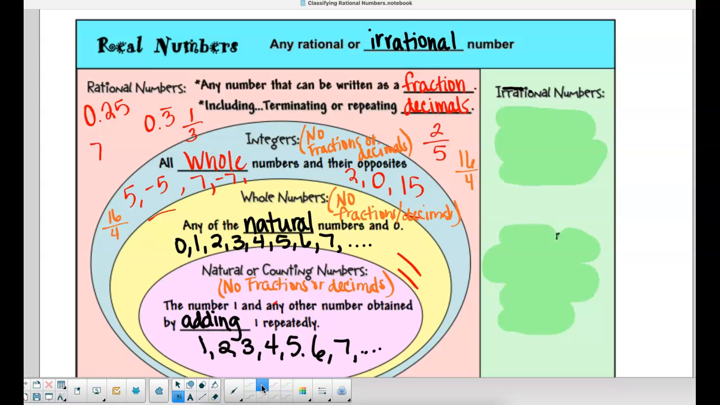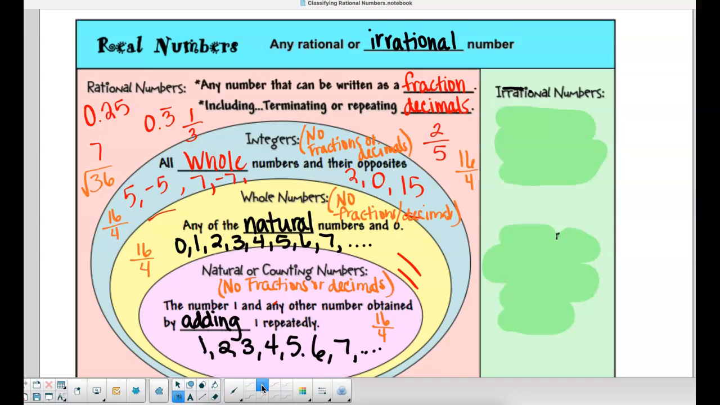Is 16 over 4 a whole number? Yeah, it's just 4, right? Is 16 over 4 a natural number? Yes, because it's just 4, right? So if you can simplify it to be those, then it can go there. Okay, how about the square root of 36? That's a rational number, because the square root of 36 is 6.